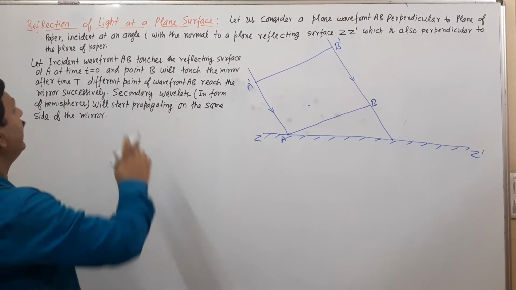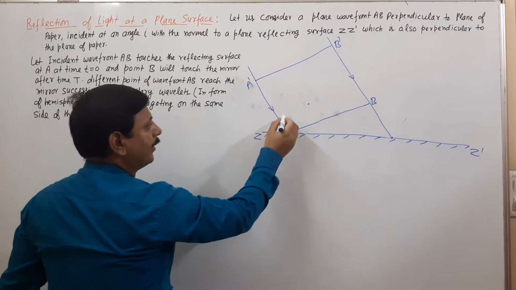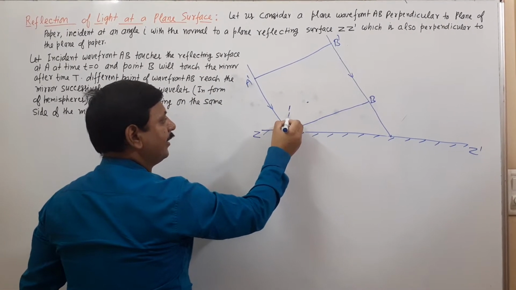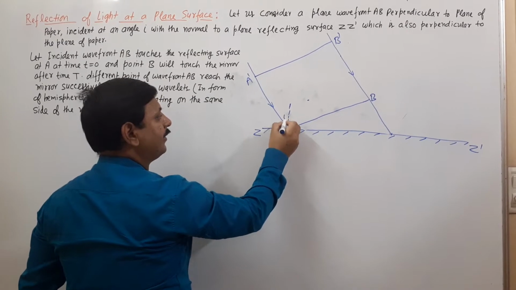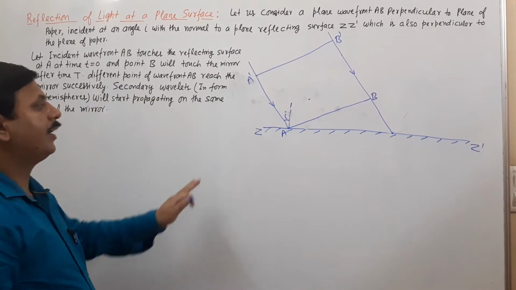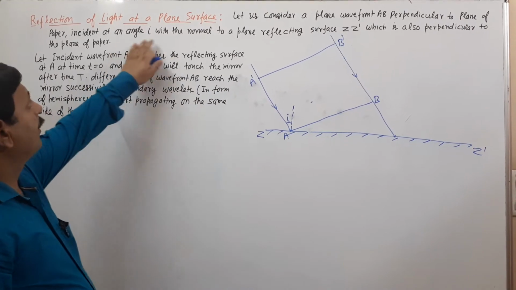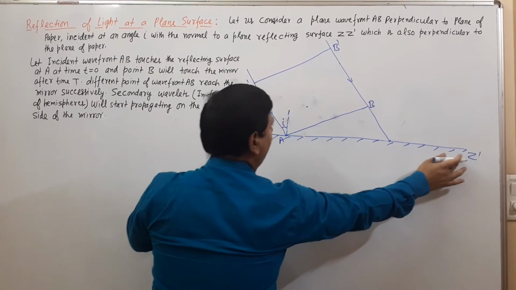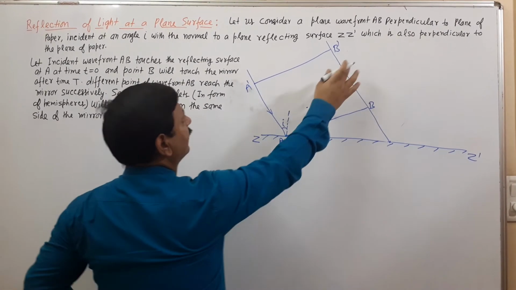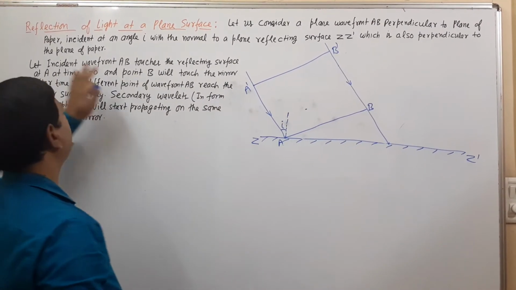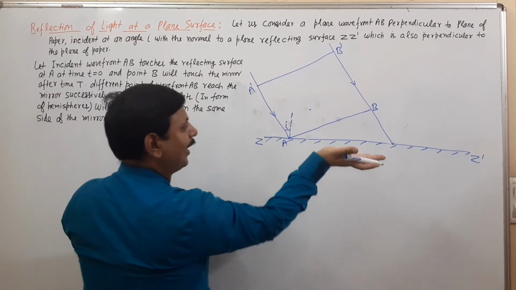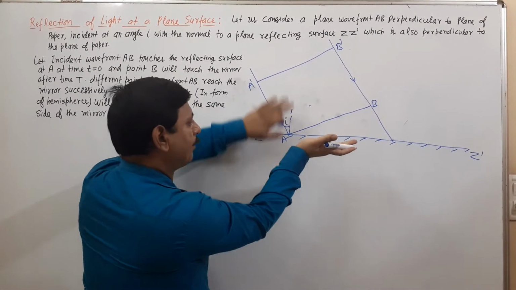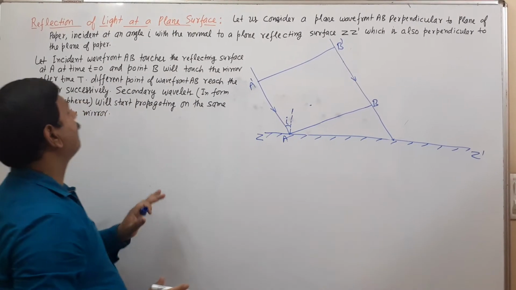I have taken incident angle i, the angle with the normal to the plane reflecting surface. This is the reflecting surface, which is also perpendicular to the plane of paper. This will be the mirror. So this mirror is perpendicular to the plane of paper.